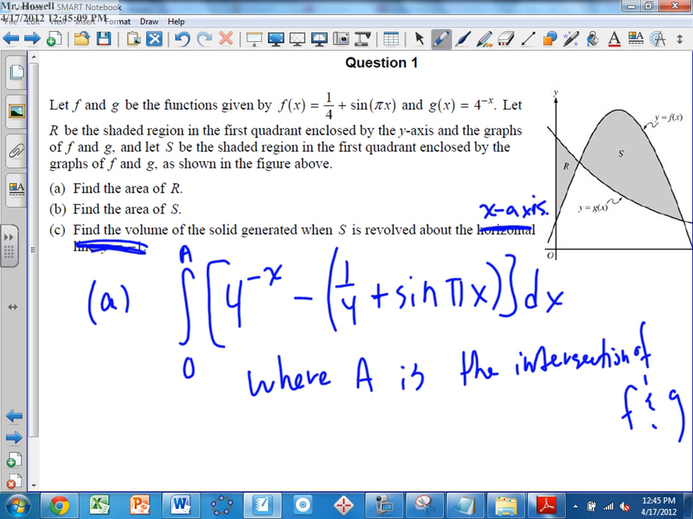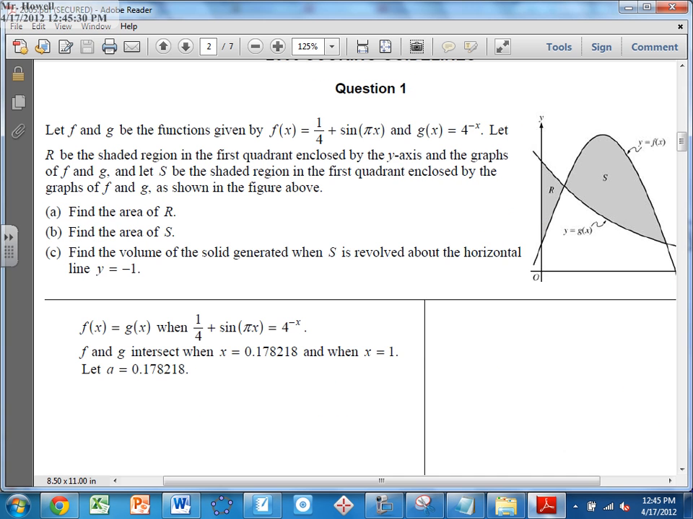Okay, that's how you want to write this. We're not doing volume, we're doing area. No pi, and nothing squared either, notice that? So, where A is the intersection of F and G. Now, A would be a certain value. You can look that up. It doesn't really matter what it is. If you want to see what the value of A is, A turns out to be 1.78218. And if you want to check in your calculator, that's what you get.